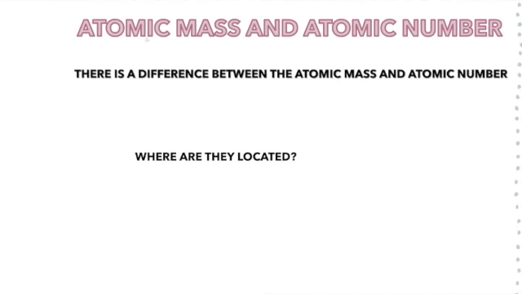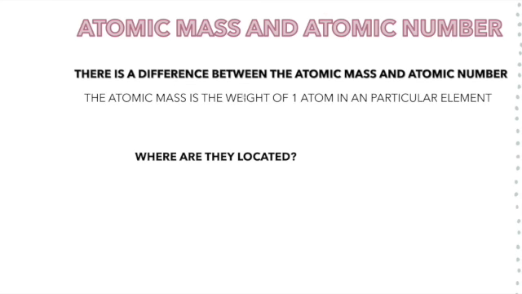Okay, so now we're going to learn how to find the atomic mass and atomic number before we learn how to find the protons and neutrons. So there's a difference between the atomic mass and the atomic number. So what is the difference? Well, the atomic mass is the weight of one atom in a particular element. So if I were to take boron for an example, I would say that the weight of boron is equal to the weight of one atom in boron.